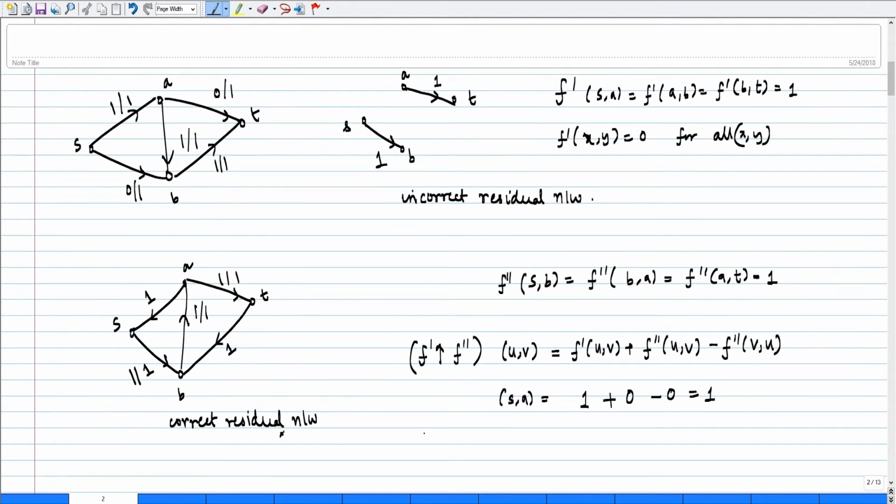Now let us do it for the interesting edge, which is F prime augmented with F double prime on the edge AB. That is the interesting edge, and let's look at what happens.